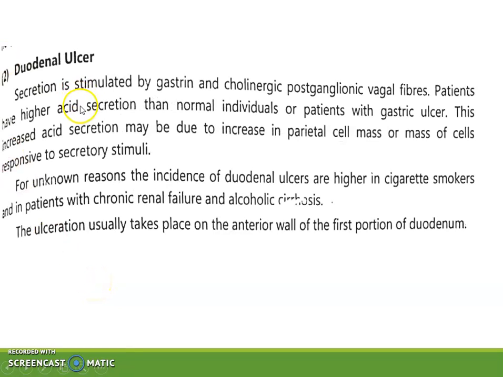Duodenal ulcer. Secretion is stimulated by gastrin and cholinergic postganglionic vagal fibers. Patients have a higher acid secretion than normal individuals or patients with gastric ulcer. This increased acid secretion may be due to increase in parietal cell mass or mass of cells responsive to secretory stimuli. For unknown reasons, the incidence of duodenal ulcer is higher in cigarette smokers and in patients with chronic renal failure and alcoholic cirrhosis. Ulceration usually takes place on the anterior wall of the first portion of the duodenum.